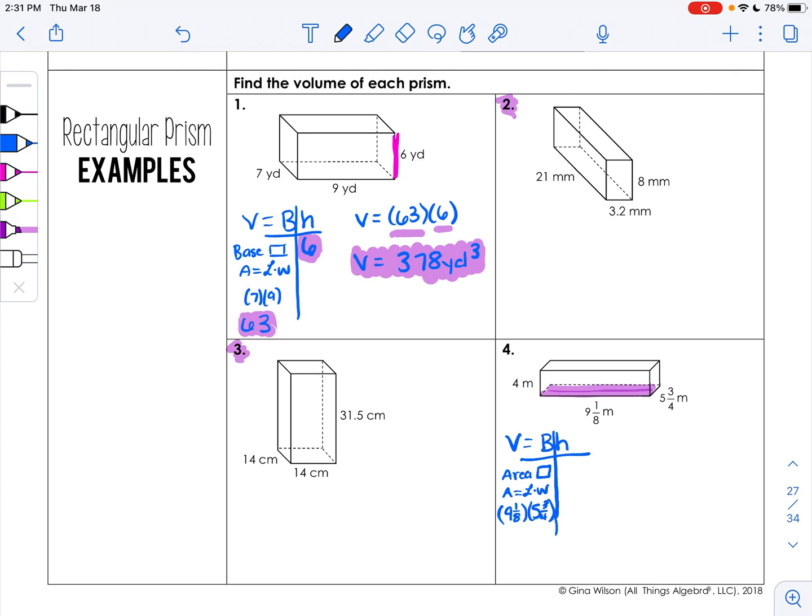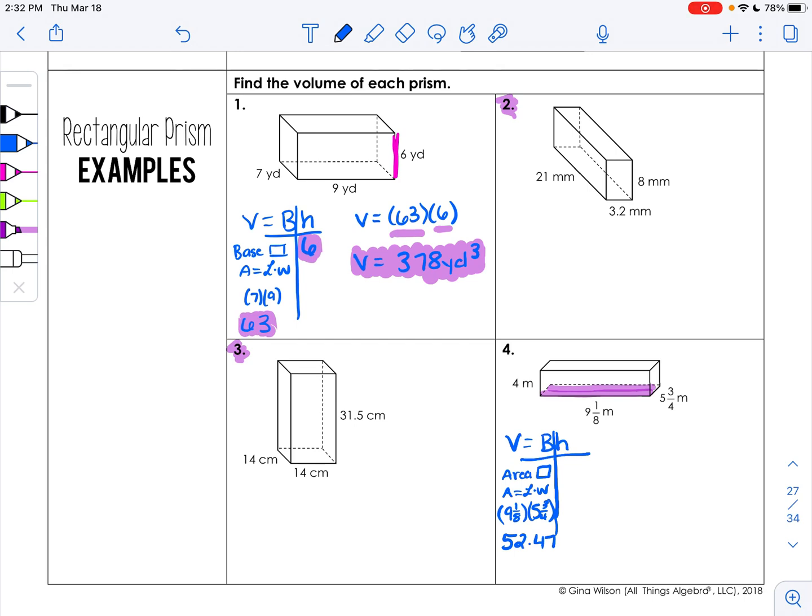And we can do that in our calculator. That would be 9.125 times 5.75. That gives us 52.47.